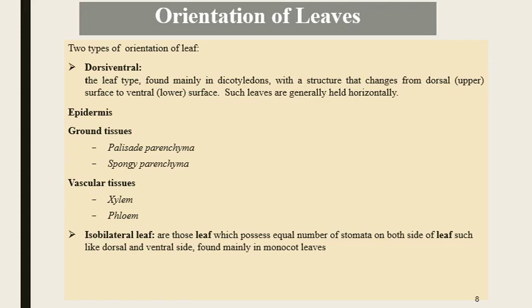The other type is isobilateral leaves. These are leaves which possess equal number of stomata on both sides of the leaf, the dorsal and ventral side. It is mainly found in monocot leaves. Isobilateral leaves have no differentiation into palisade and spongy cells. Patches of sclerenchyma occur here and there for mechanical support.